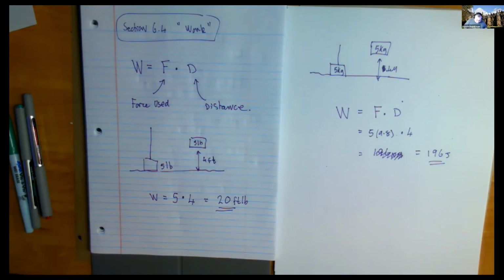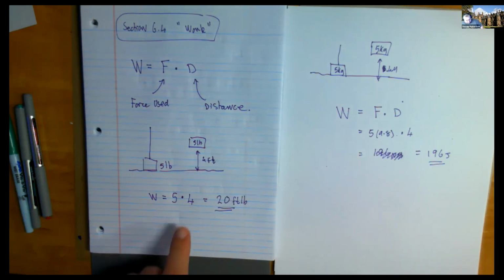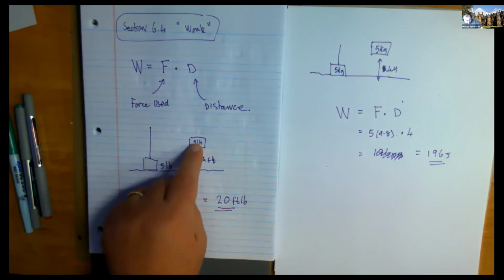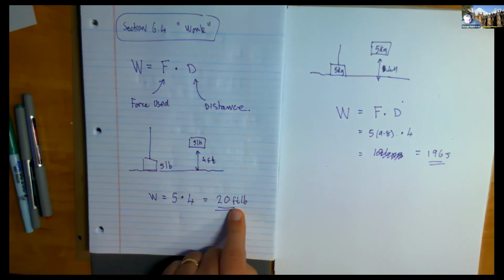Now, it's kind of a trick question, but we've got to do it because they're going to do it to you. Suppose I lifted this 5 pound weight 4 feet off the ground, and it took me 20 foot-pounds, right? 20 units of work. If I did it in 5 seconds, right? If I lifted that weight up and it took me 5 seconds to do it, how much work have I done?